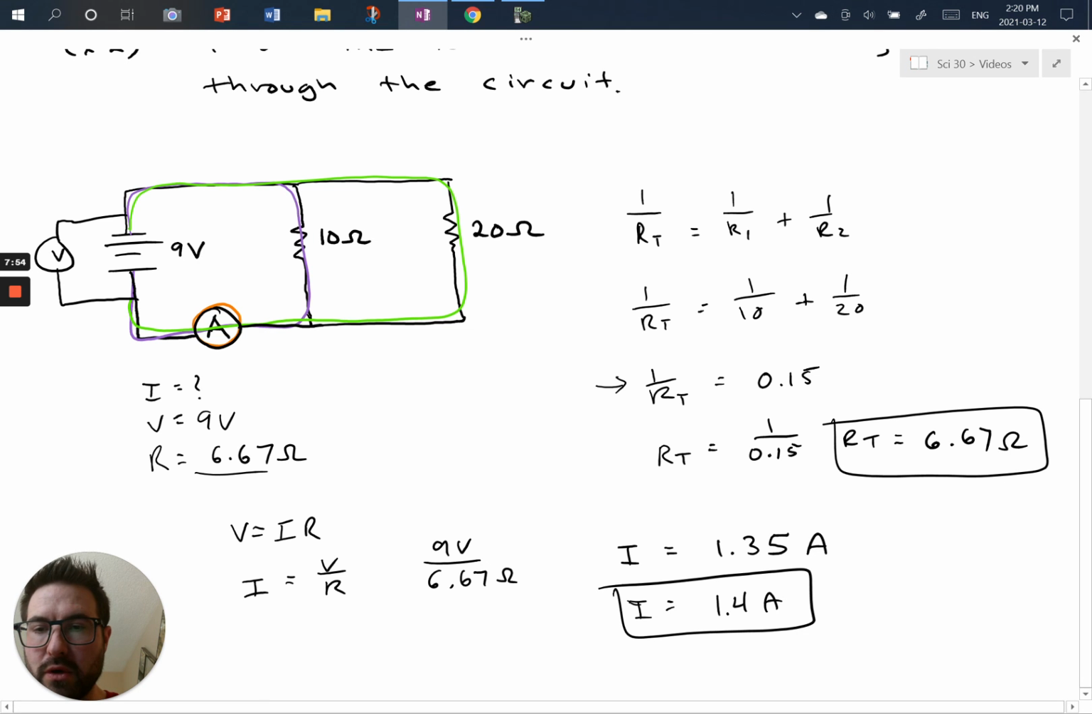So that's a two-step problem, a very common type of question that we would see in Science 30 and on the Science 30 diploma. So good luck with those, you guys, and I'll see you next time.